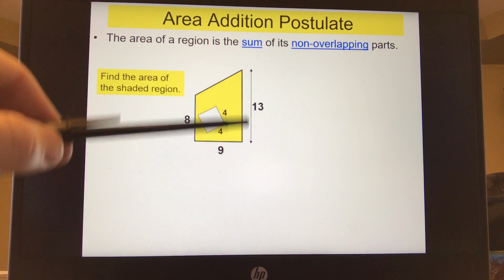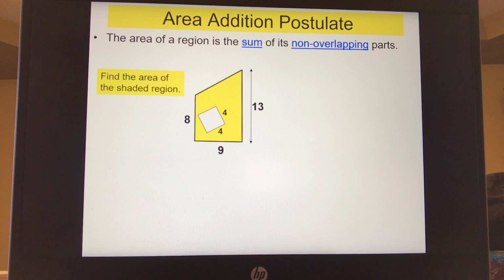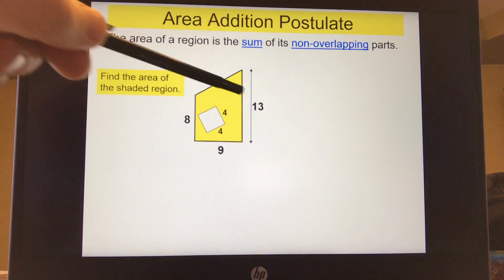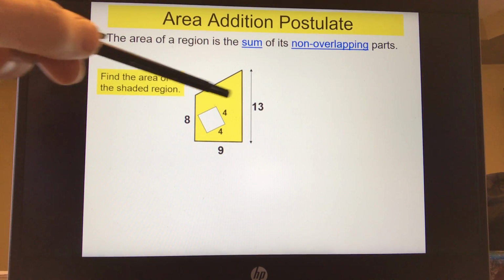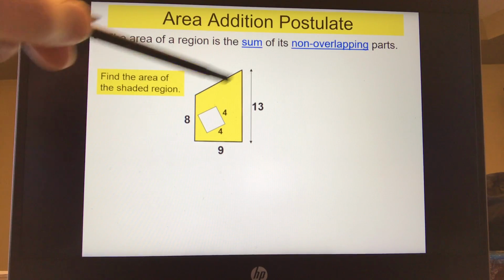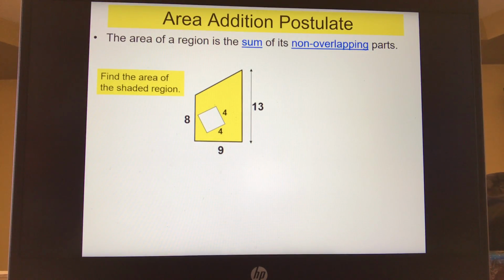This yellow shape is actually a trapezoid. So you get different choices, and I'm not going to give you a formula for a trapezoid right now. I'm going to want you to make this into simpler shapes. You could easily just chop off this little triangle up top, and then you've got a rectangle and a triangle here. That's one method for getting this thing.